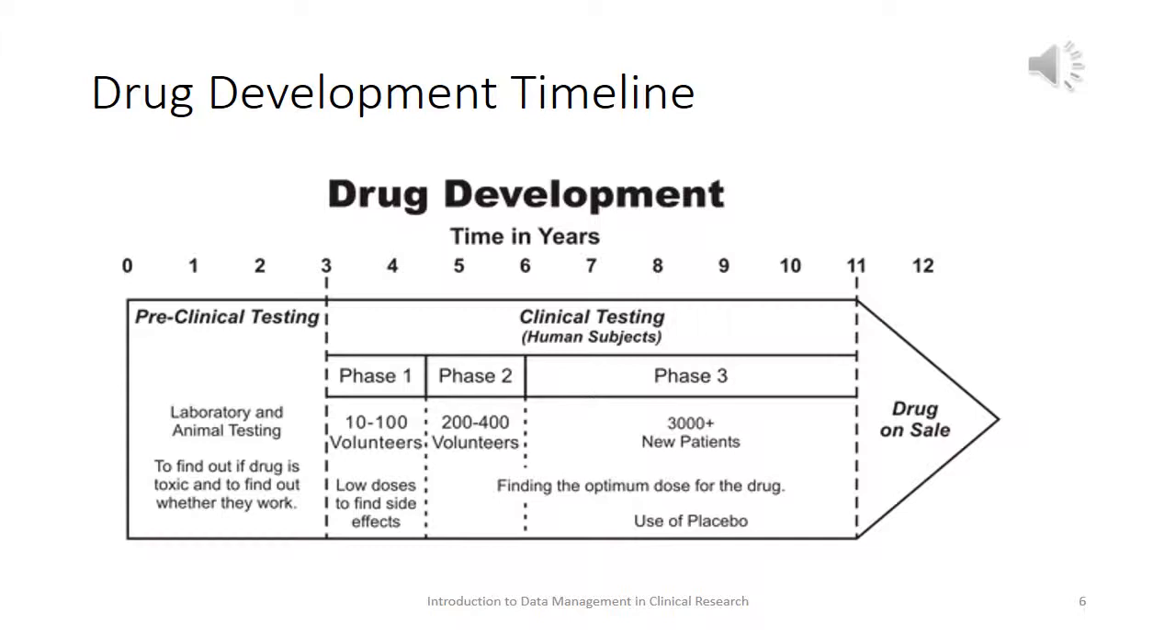So once we've begun to test that and figure out where that is, then we can progress into our testing in human subjects. And we start out in phase 1. Phase 1 trials are conducted on healthy volunteers. We usually will have anywhere from 10 to 100 in a particular trial. And what we're trying to do is figure out how the dosing is going to work.